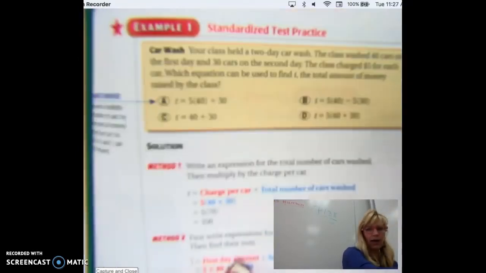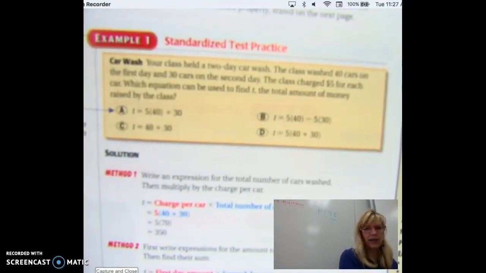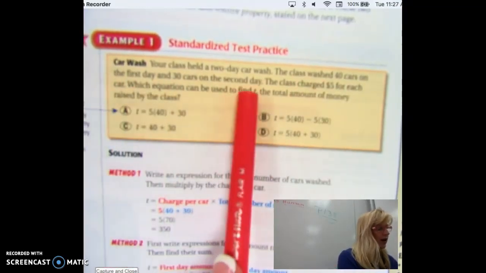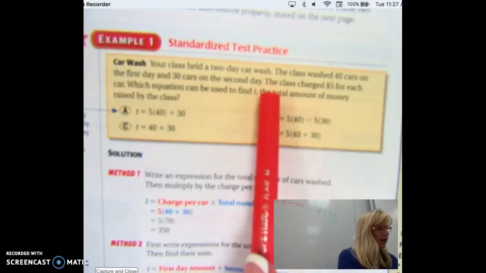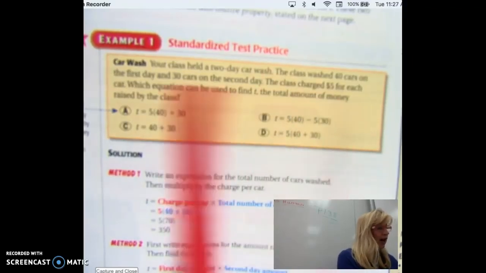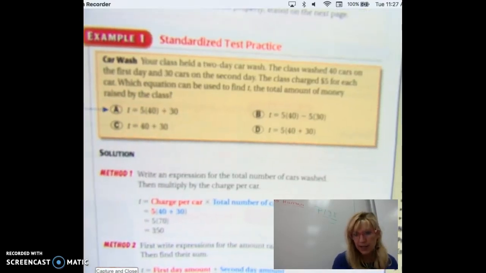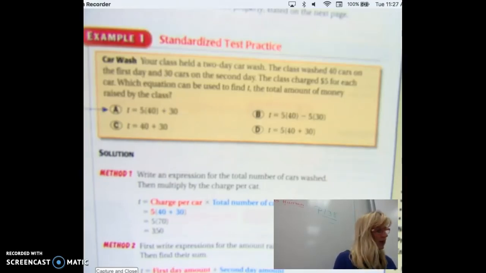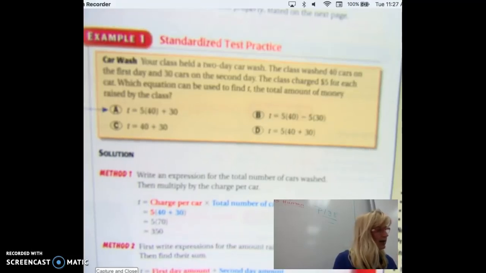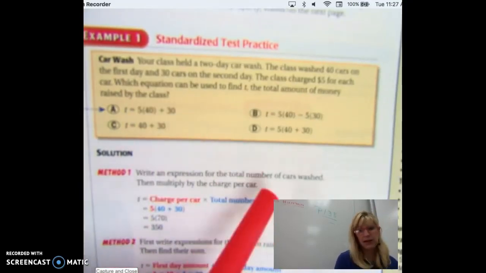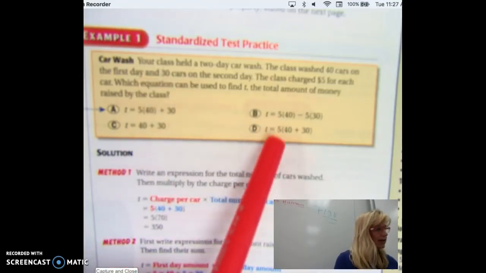So if you have a car wash, let's say our class held a 2-day car wash, and the class washed 40 cars on the first day and 30 cars on the second day. The class charged $5 for each car. Let's look at the equations down here and decide which equation that represents the distributive property would be the correct equation. So I know that I had 40 plus 30 cars total, and that each one of those would be multiplied times 5 to get the correct answer.